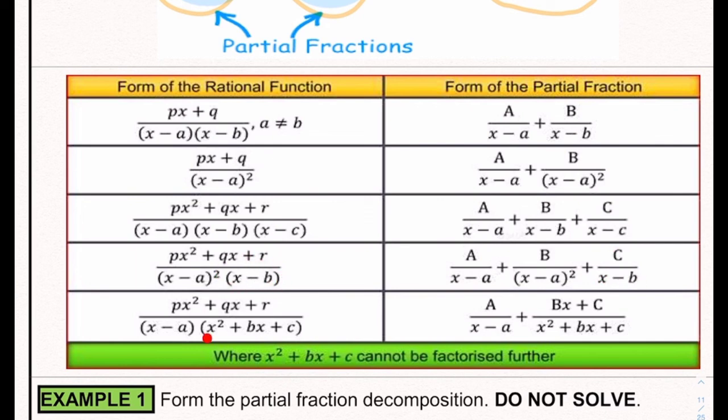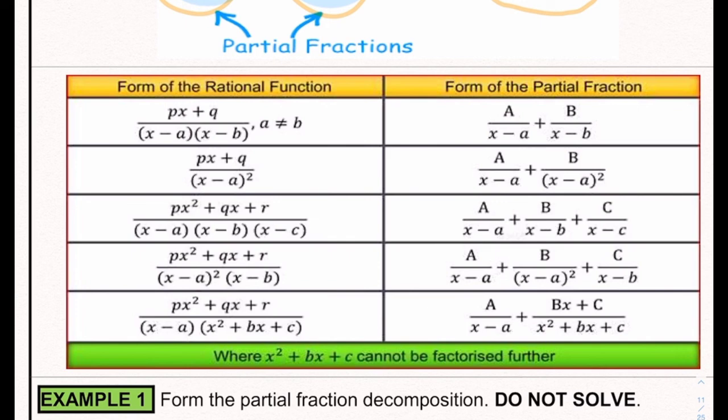Here's a case where you have an irreducible quadratic factor. You cannot reduce it further. Then for this one, you're going to have A over x minus a, and for this one you're going to have Bx plus C, not B, but Bx plus C over x squared plus bx plus c. So that is the general idea.